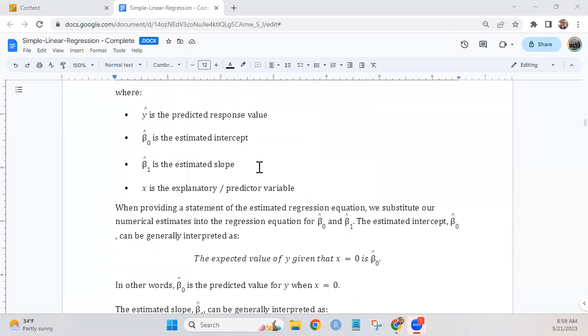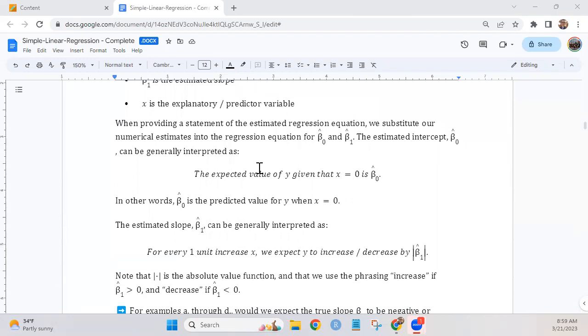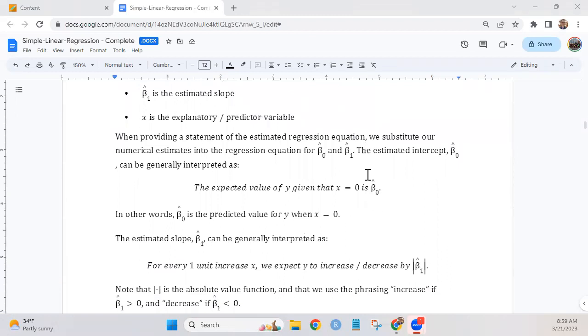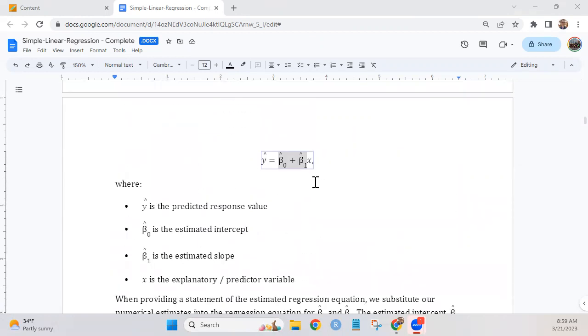We can interpret those estimates that we get. Beta naught hat in particular is the expected value of y given that x is 0. Another way to think about it is that beta naught hat is the predicted value for y when x is 0 for our model. You can see that up here. If you make x equal to 0, y hat is just equal to beta naught hat.